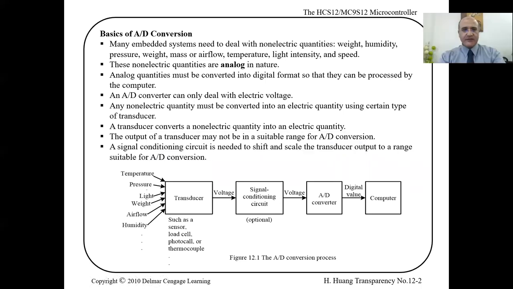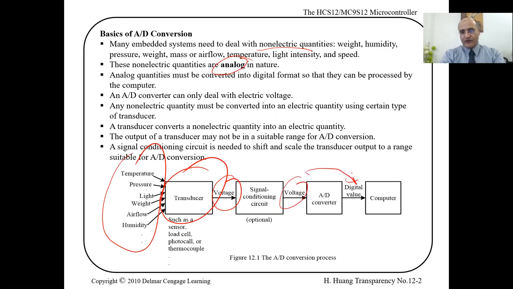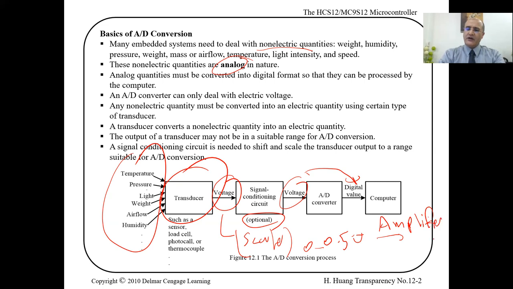Good, okay. So this summarizes what we talked about, right? In the world, the quantities are non-electric. They're analog in nature. You need something called a transducer to convert these values into a voltage. Then the voltage can be converted into a digital value. But the voltage that you get from the sensor, you sometimes need to scale it. If the voltage is negative, for example, or the voltage is from 0 to 0.5 volt, you may want to pass it through an amplifier to reach 0 to 2 volts, or 0 to 5 volts. So the larger value, the value that our A to D can understand.